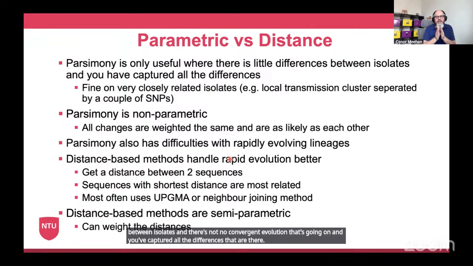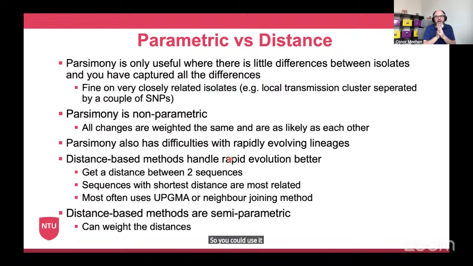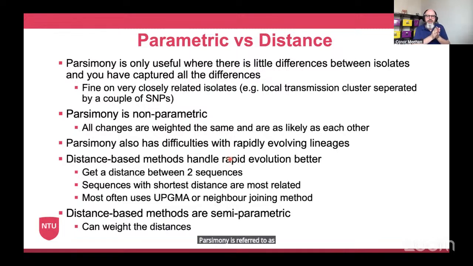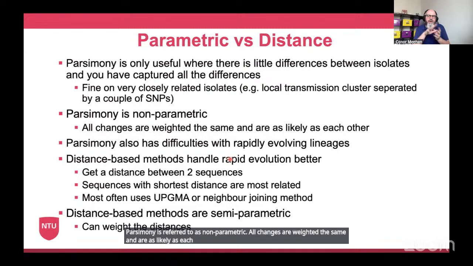So you could use it for a local transmission cluster, maybe less than 5 SNPs, which are separated by only a couple of SNPs, as I said. But a distance approach is almost always going to be better than a parsimony approach for the kind of data we're working with. Parsimony is referred to as non-parametric. All changes are weighted the same and are as likely as each other. And I'll talk a little bit in a minute about why that may not be true.